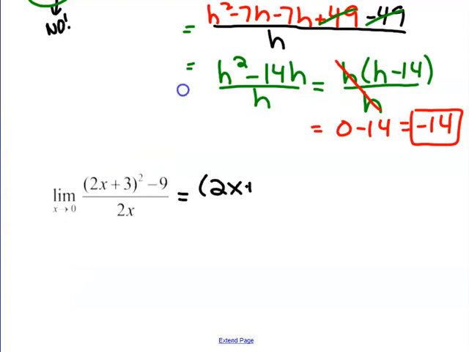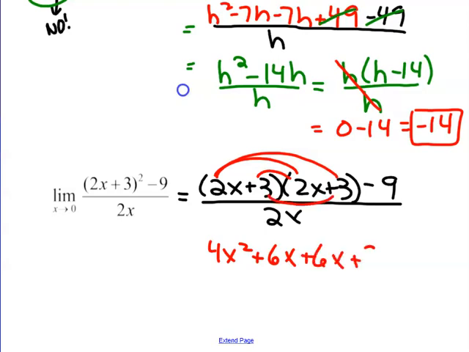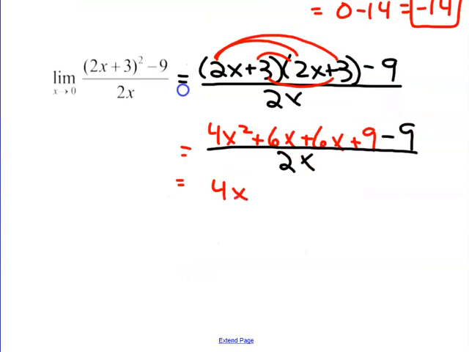So this is 2x plus 3, 2x plus 3 minus 9. So it's a similar example to what we were just doing. This becomes 4x squared. 2 times 3 is 6. 3 times 2 is 6. 3 times 3 is 9. So it looks like something similar is going to happen again. We think. You never know. We end up with 4x squared plus 12x.